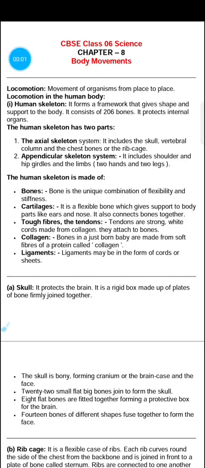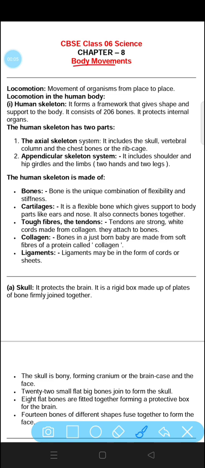Everyone, welcome once again. Today we are going to study a new chapter of 6th standard, that is body movements. So we will study about the different movements of body, how they are possible.